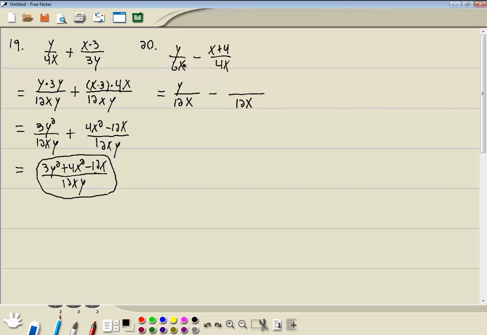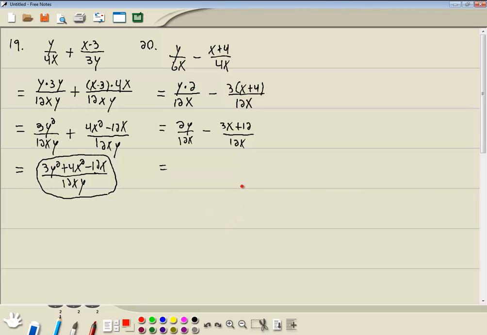Okay, so this already had an x, so it stays as is, but I asked myself, what do I multiply by 6 to get a 12? I'll multiply by 2. So you have to multiply the top part by 2. Now over here, I multiplied the bottom part by 3 to get to 12, so I have to multiply the top part by 3. And it already had an x, so I don't have to worry about that. Y times 2 is 2y over 12x minus, distributive property, 3 times x is 3x, 3 times 4 is 12 over 12x.